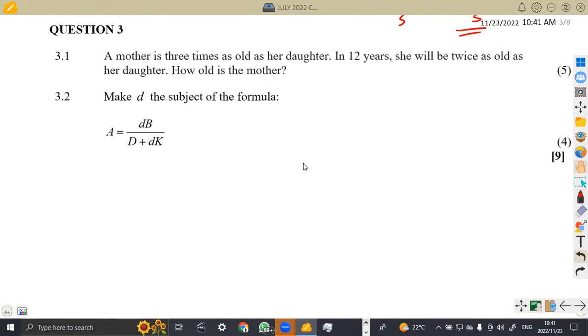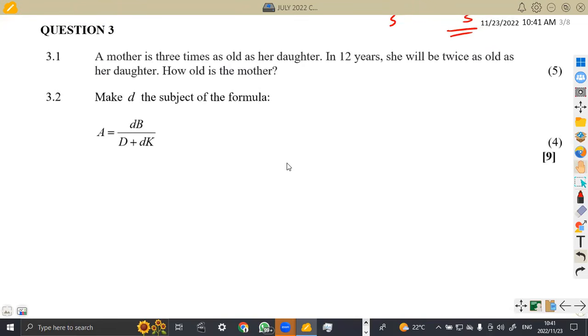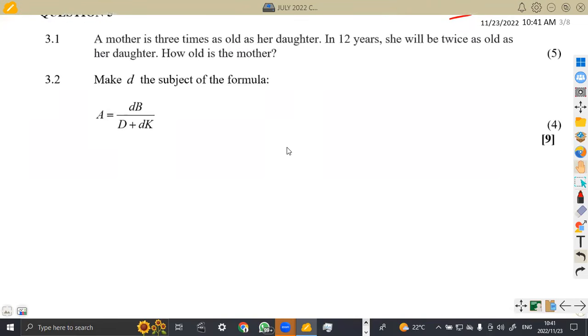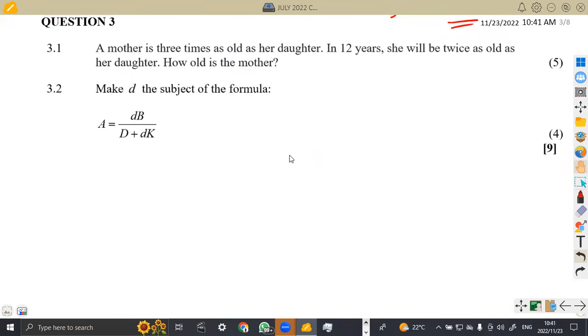Let's see question 3, which is on word problems and also change of subject. So the first part, we are given 3.1, that's a word problem. There is a mother who is 3 times as old as her daughter. In 12 years, she will be twice as old as her daughter. How old is the mother? So this is the given condition that we are given.